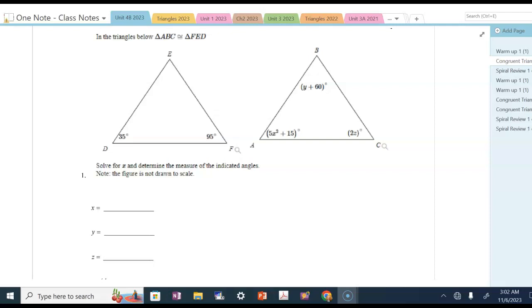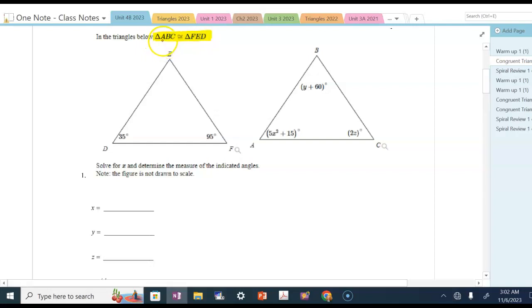Hello geometry students, today's learning target is to use congruent statements to find the missing angles or sides. If we look at the first problem here, I have triangle ABC is congruent to triangle FED.